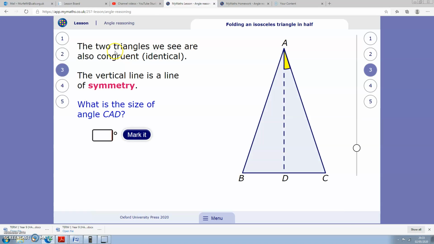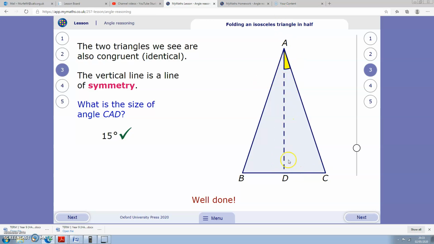Fold it in half again. Hopefully we're seeing a pattern in relation to this. Okay, both triangles are now congruent, they're identical because the line of symmetry goes down the middle. The top angle was 30 degrees, we've now folded in half, so it's going to be 15 degrees. Now we could use that to find the other 2 angles.